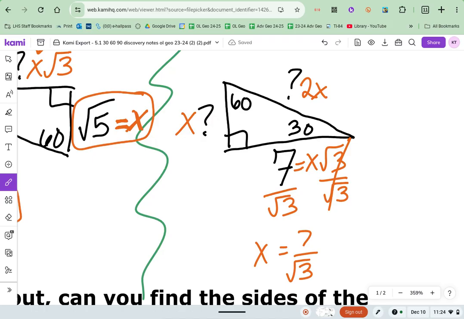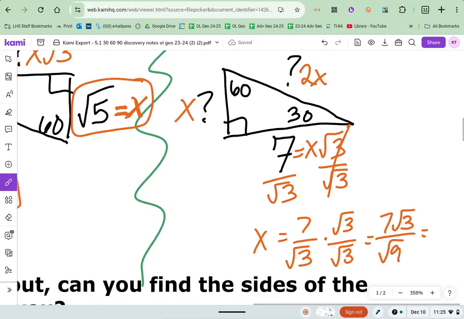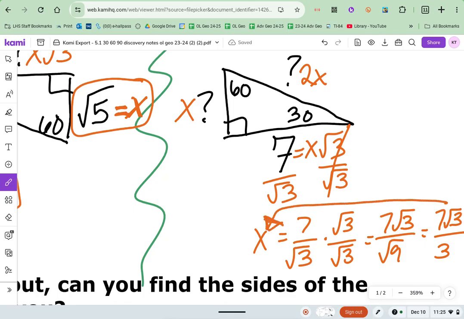So that's my x. It's just not in the right form yet because the radical's in the bottom. So we're going to rationalize and multiply by root 3 over root 3. That gets 7 root 3 over root 9. And then what is the square root of 9? 3. So 7 root 3 over 3. Okay, so all of that is still equal to x. So that is my x.